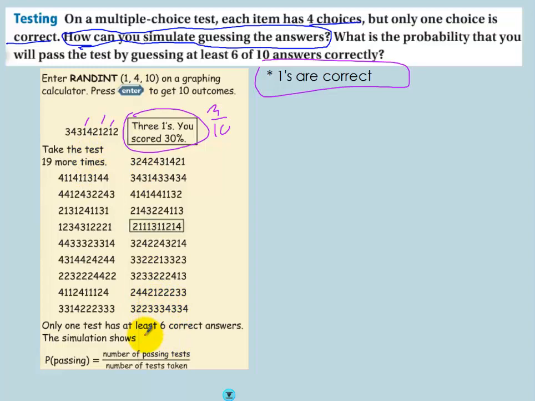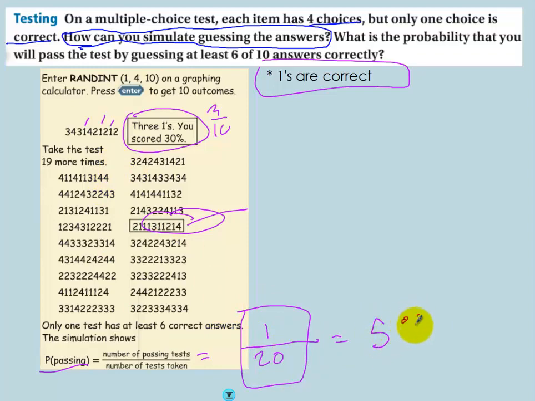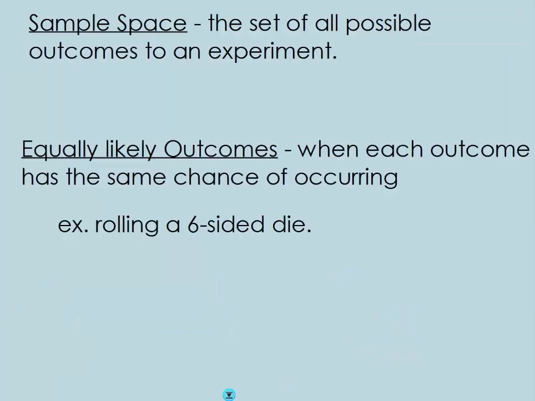So this is one way to get 20 examples. Of these 20, only one test actually had 6 out of 10 answers correct, and that was this one. So if you want to figure out the probability of passing based off the simulation, number of passing tests divided by number of tests taken, so that would be 1 passing test over 20 tests total, so 1/20th is your answer, or you can write that as 5% from that simulation.